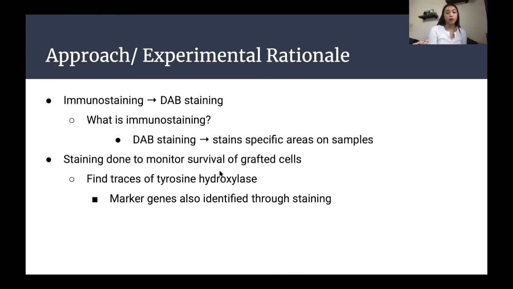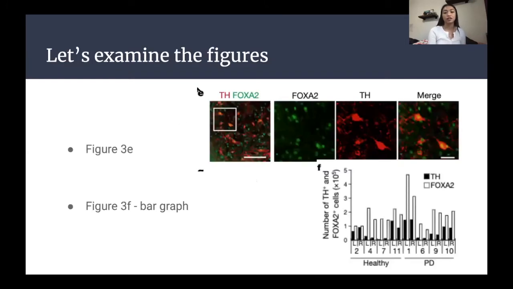So here we are trying to find traces of tyrosine hydroxylase. However, there is a possibility to find other things. So we switch slides. You can see here, this is figure 3E, and TH stands for tyrosine hydroxylase. It's shown here in red. However, you can also see FOXA2. This is actually a protein coding gene that also showed up on the sample after the staining has been done. So FOXA2 is green and TH is red.